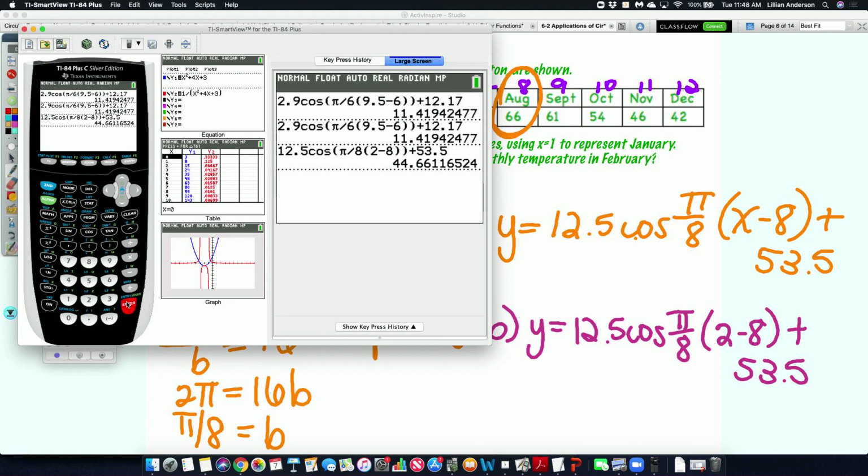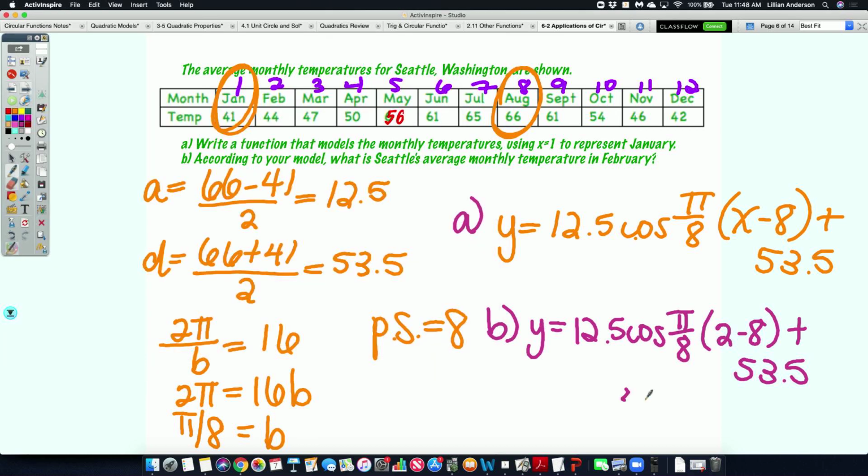Did you guys get this? 44.7 degrees, something, 5 degrees Fahrenheit. Not bad. I mean, it's set for 44, so, you know, weather people never give you the decimal degree, so, not too bad.